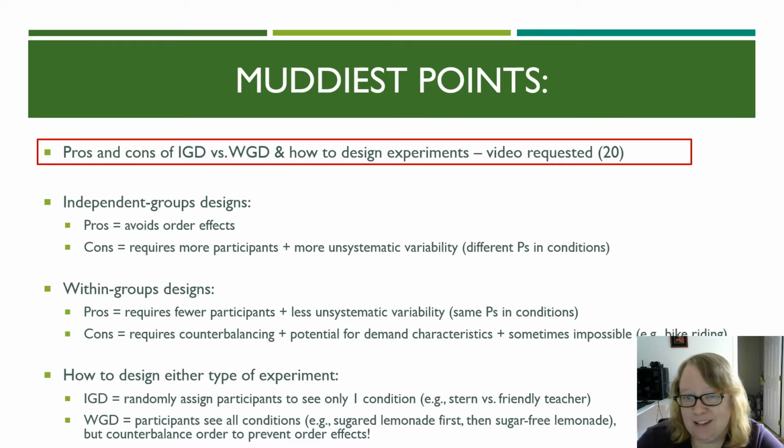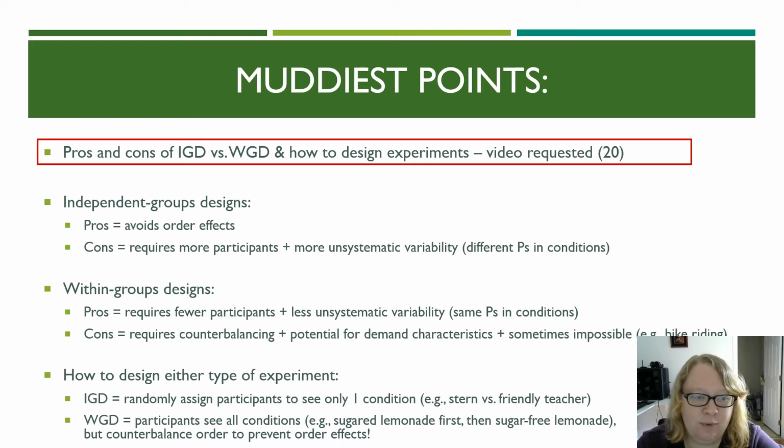You literally can't do that as a within groups design, because once they've been taught one way, now they know how to ride a bike. You can't erase that knowledge, take them back to scratch, and teach them the other way. You can't use the same participants in multiple conditions there. It would give you bad data if you tried to. So sometimes you have to use independent groups designs.